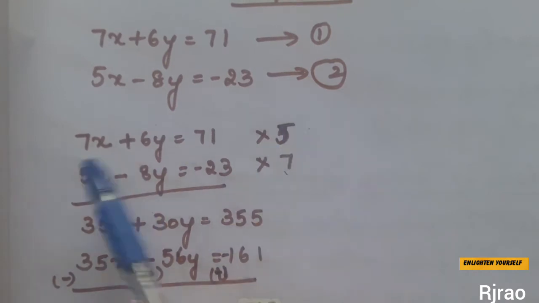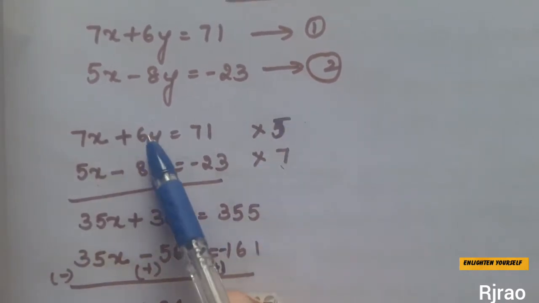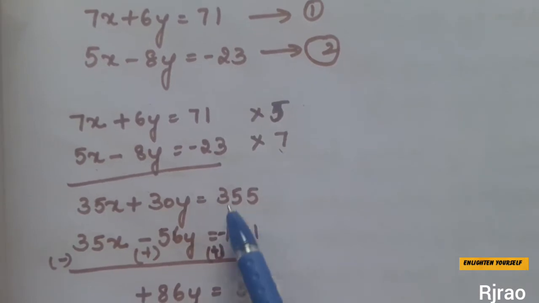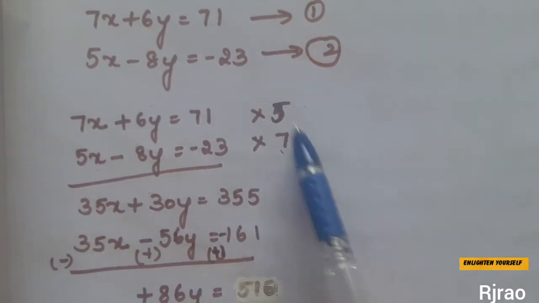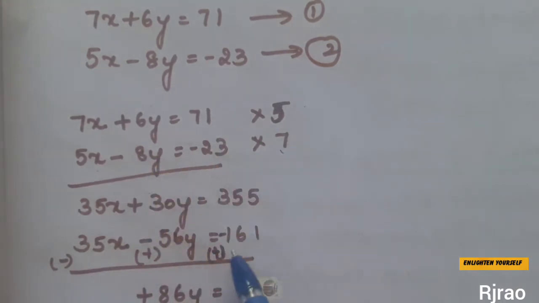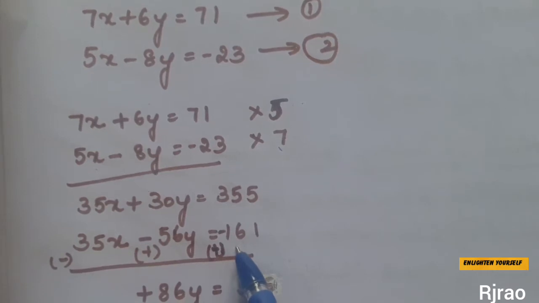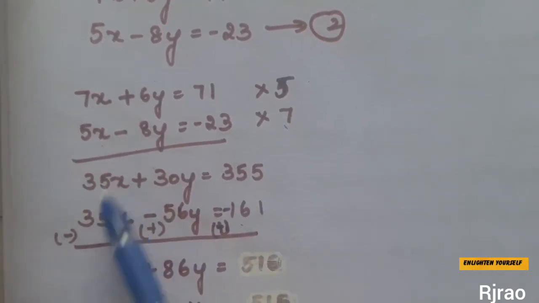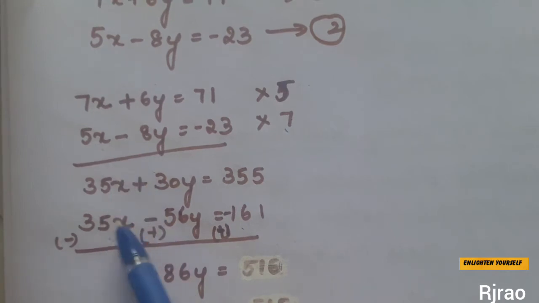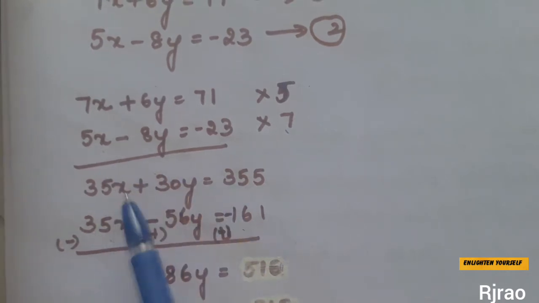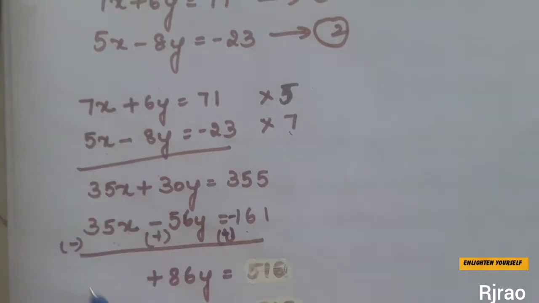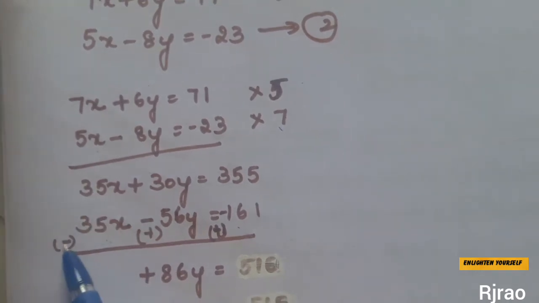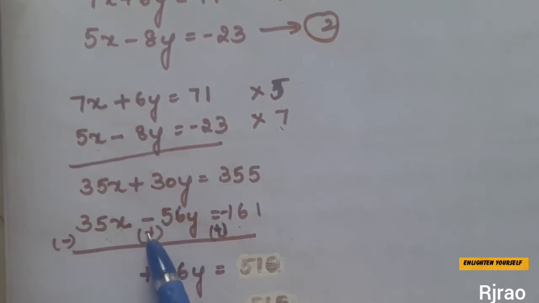Now what happens? 5 sevens are 35x plus 5 sixes are 30y, and 5 into 71 is equal to 355. Similarly here, 7 fives are 35, 7 eights are 56 and 7 into minus 23 is minus 161. Now we can see here the x can be canceled, any one of the variables. Here we can do this by changing the sign. Since both are having positive sign, we can change the second equation's sign. If this is plus, we have to take minus here. This is minus, we have to take plus.